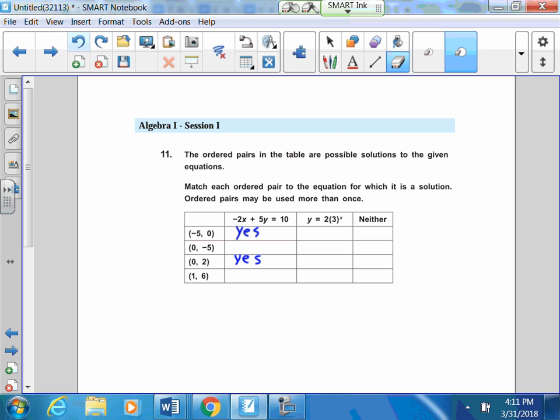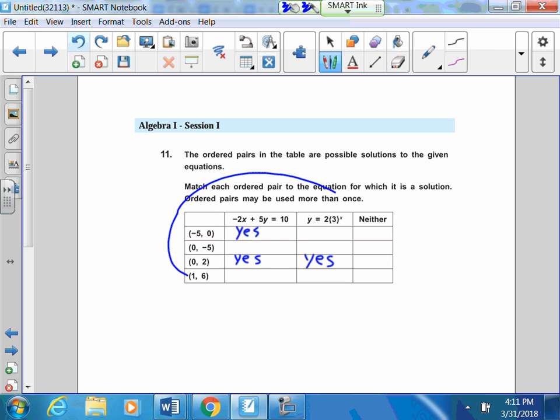Let's try the third ordered pair. Plug in 0 for x. 3 to the 0 power is 1. 1 times 2 in front is 2. This does work here.